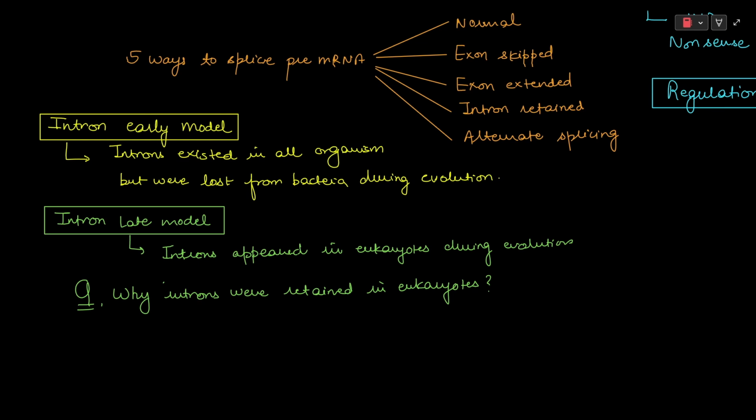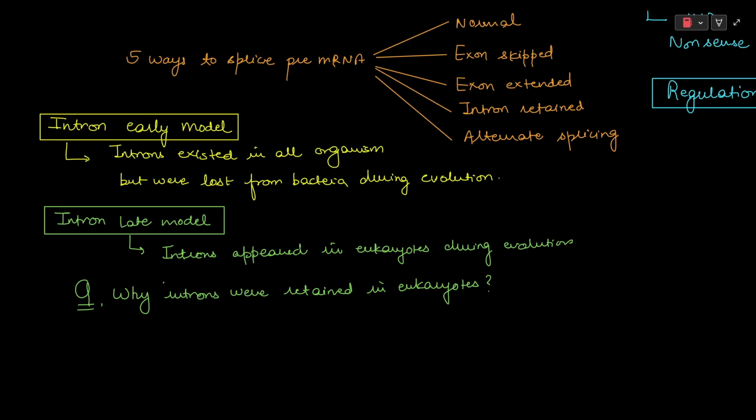So there are so many benefits, and that's why I think the eukaryotes retained them during evolution, because eukaryotes are complex organisms, so they needed complex mechanisms. So my answer to this question is modern problems require modern solutions. So that is why the eukaryotes retain them.